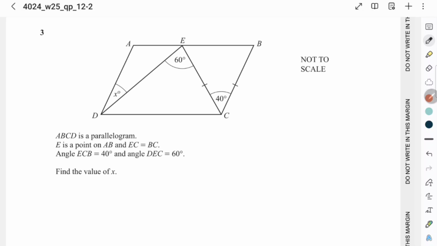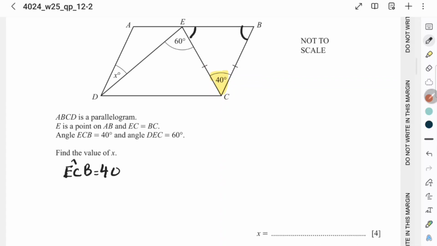E to C to D, E to C to B is given. It's 40 degrees, which is an isosceles triangle. This one I'm talking about. Now you can easily find out these two angles, which are the base angles of an isosceles triangle. So let's calculate how much is angle CBE. So angle CBE and angle CEB, they both are equal because it's an isosceles triangle.